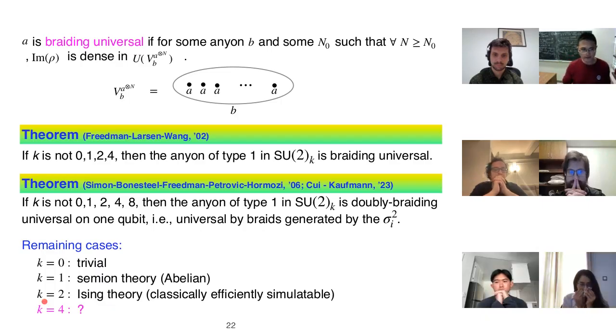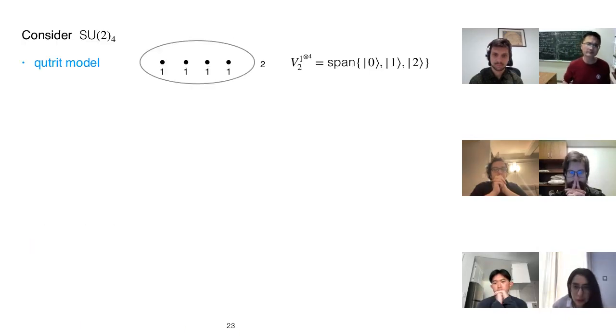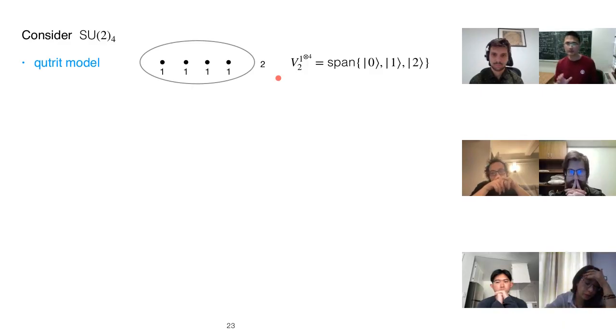The remaining case is k equals 4. I'm going to spend a minute to talk about this case. So in SU(2) level 4, if we take four anyons of type 1 each, and assume their total type is 2, it turns out the corresponding state space is 3-dimensional. I'm going to denote a choice of basis by the 0, 1, 2 states. So that's a qutrit.